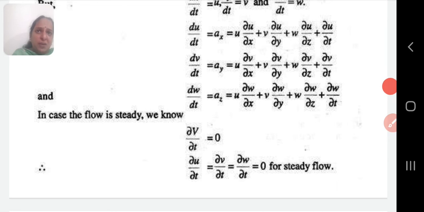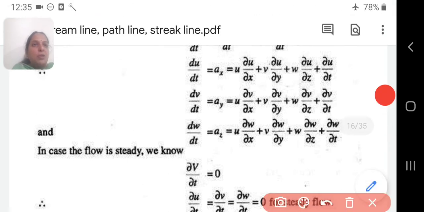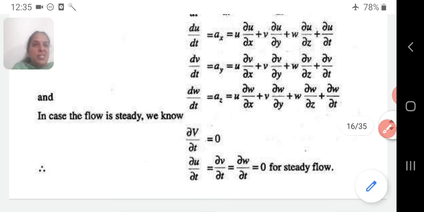But in the case of steady flow, what is a steady flow? The velocity components with respect to time will be equal to 0, or they do not change with respect to time. So here we remove the time terms. For steady flow, ∂u/∂t is equal to ∂v/∂t is equal to ∂w/∂t is equal to 0. So in this equation we neglect all these time terms, because steady flow is the behavior of the fluid where the velocity or flow parameters we are studying do not change with respect to time. So this is equal to 0.